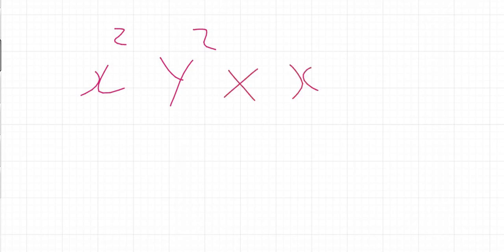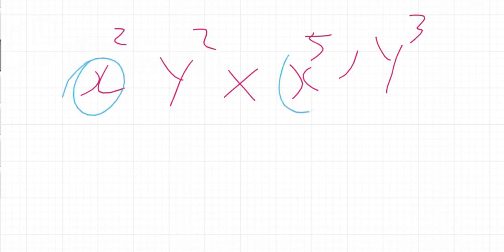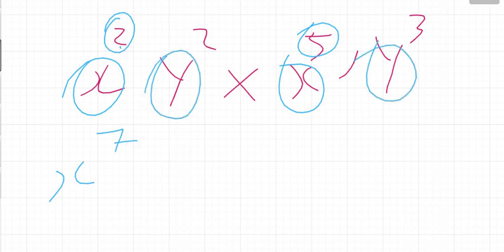So if I have x raised to the second, y raised to the second power, and we have times, say, x to the fifth, and let's say y raised to the third. So we could just group the like terms in multiplication. We bring back the base of the x's, and we just add the powers. So for x, 2 plus 5 gives us 7. The bases are the same, so we bring back the y, and it gives us 5.